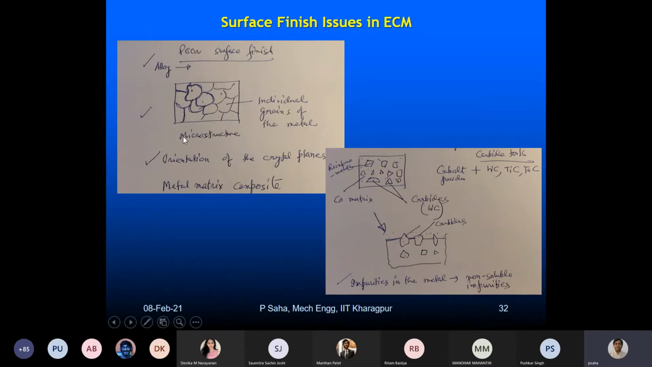Second issue, think of even a pure metal. When it solidifies, it solidifies as grains, because during solidification different pockets start solidifying, and the grain size eventually depends upon the local solidification rates. So here, this is the grain boundary, and these are the individual grains. When you polish a metal or alloy, etch it, and look under the microscope, you get such a picture.